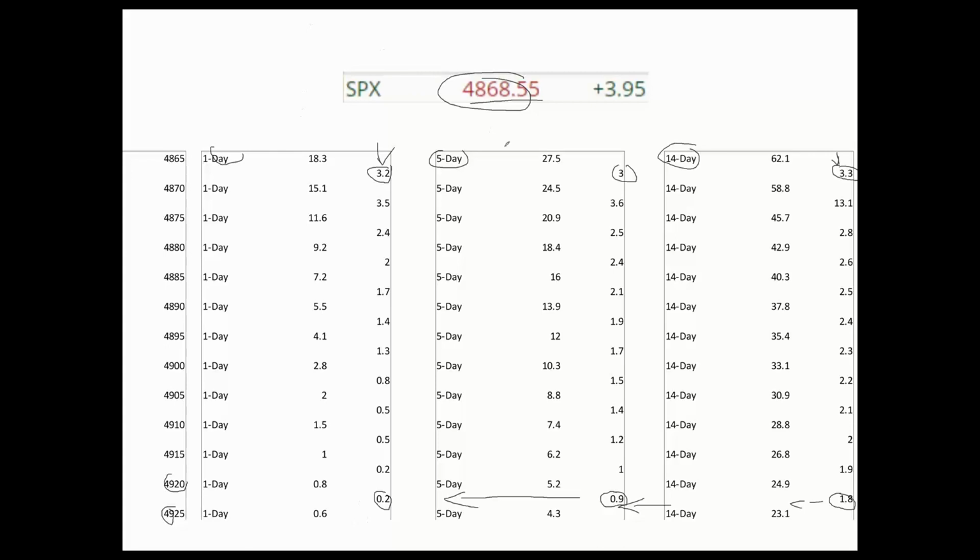The market hasn't moved. Volatility obviously hasn't moved because these are taken on the same day. The only thing that's changed between the 1 day, 5 day, and 14-day vertical spreads is the days until expiration. And the phenomenon that is killing these option spreads is theta.